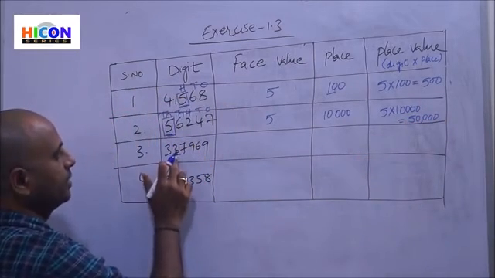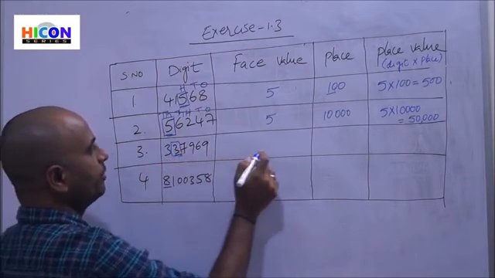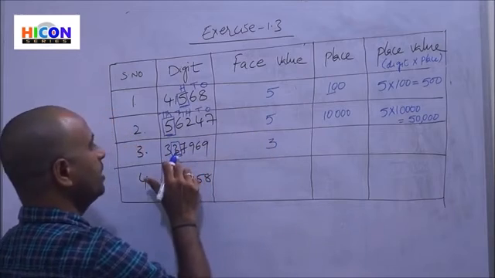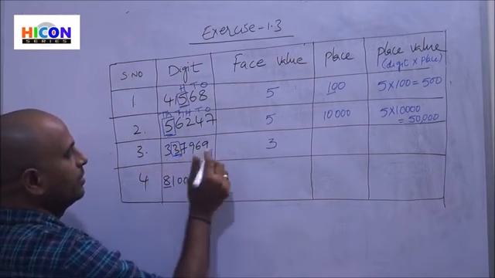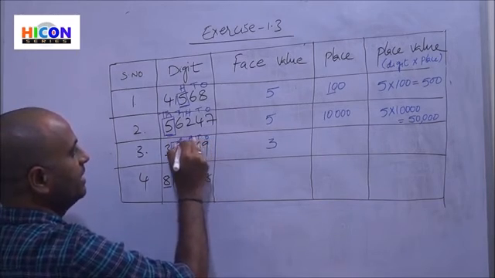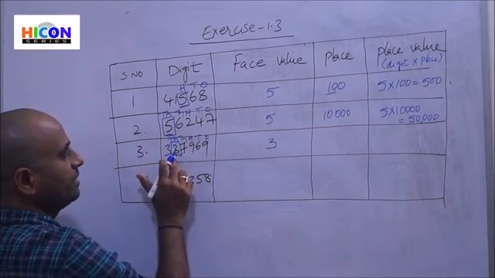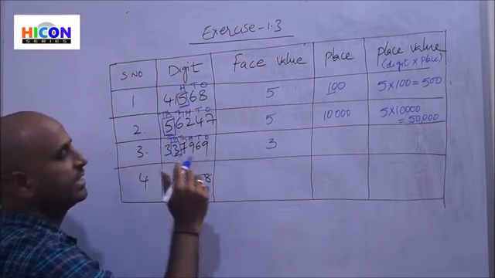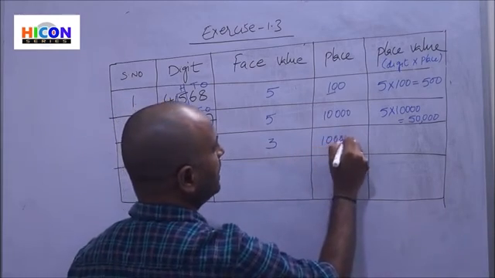So let us see the third problem. Here the underlined digit is 3. Its face value becomes itself. The face value of 3 is 3. And what is the place of the 3? So write the places: ones, tens, hundreds, thousands, 10,000s. So here the 3 is present in 10,000s place. So the place of the 3 is again 10,000.